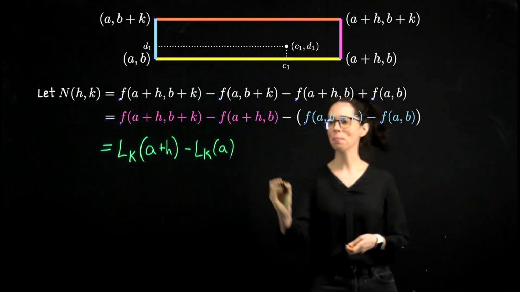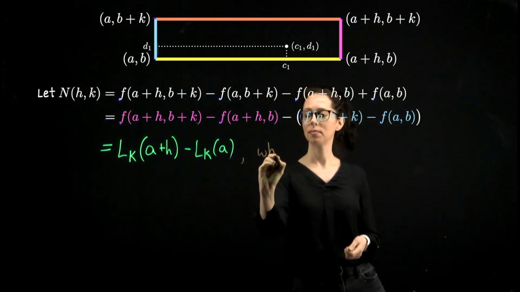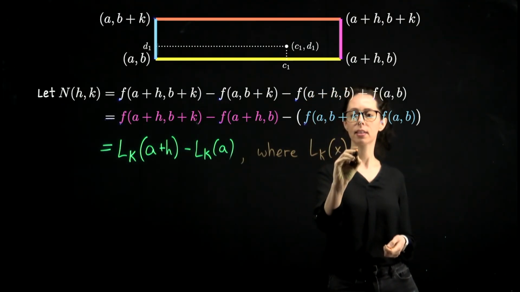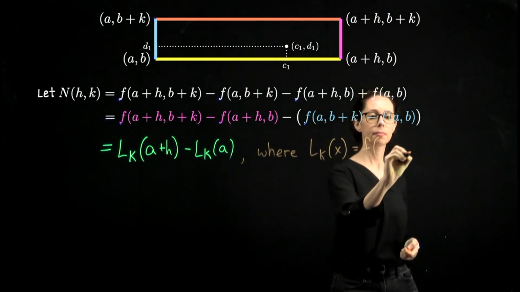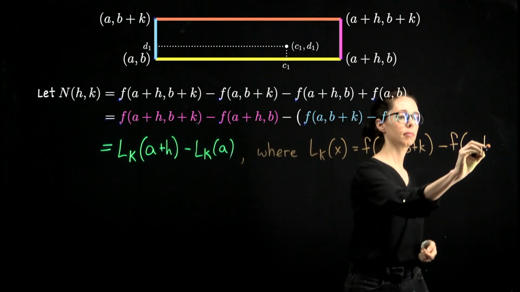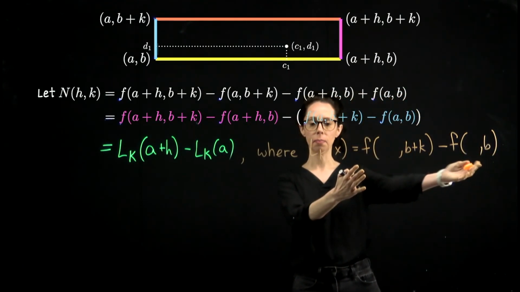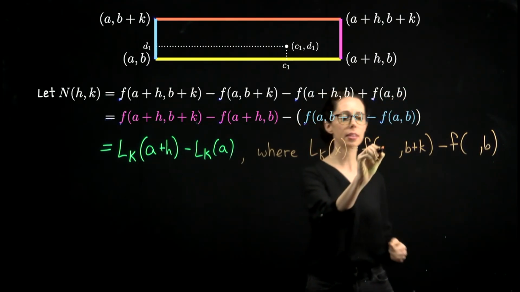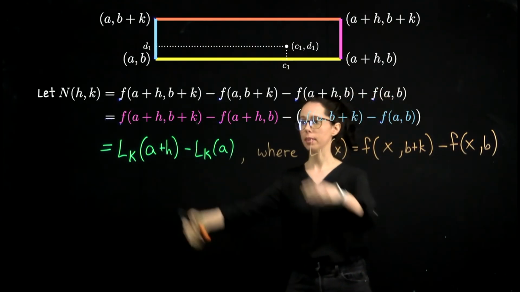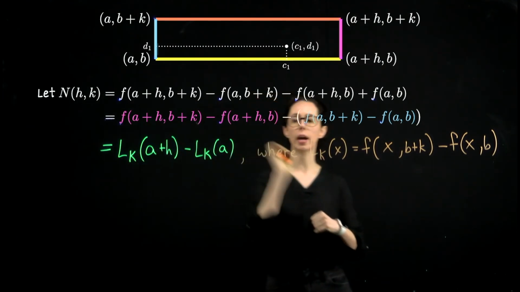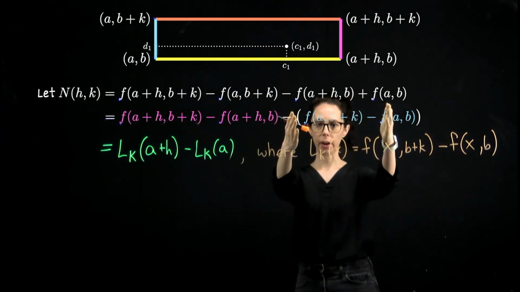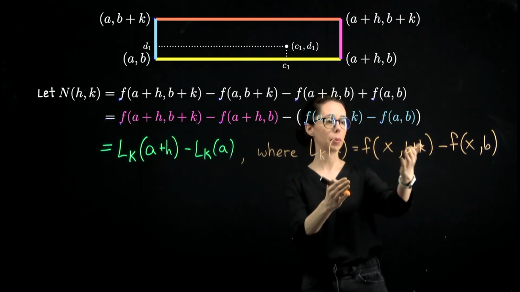All right, this time, this is a function of x. This part is always the same, and then whatever we plug into L sub k goes here and here. So that will allow us to describe these two terms as this one function output, L sub k of a plus h. So a plus h will go here and here. And this pairing is L sub k of a. So it's a, b plus k, a, b.